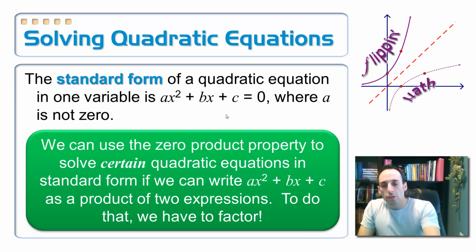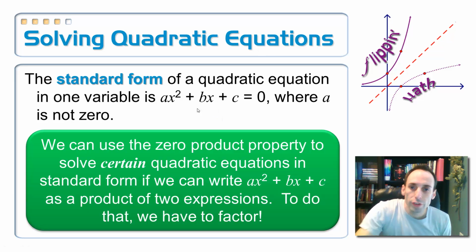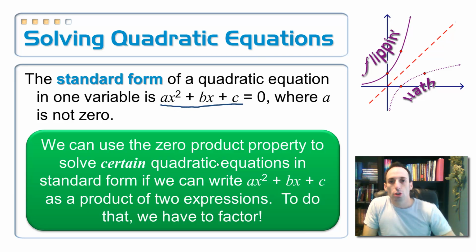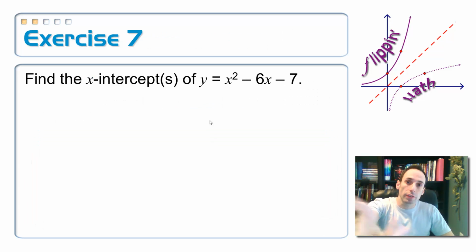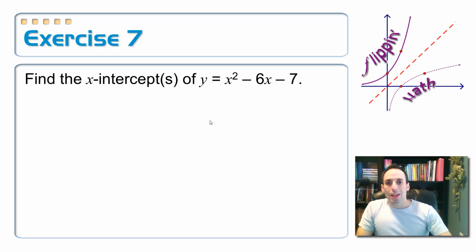So again, let's go back to that word certain. Why does it say only certain? Think about it for just a second. Why can I only solve certain ones of these by using the 0 product property, as in factoring that thing? Well, the answer is that sometimes that left-hand side there is prime, that you can't factor it. And in that case, you're going to have to use a different method. And we're going to find some other methods throughout this unit, like completing the square, using the quadratic formula, things like that. Okay, so let's actually find the x-intercepts of y equals x squared minus 6x minus 7.